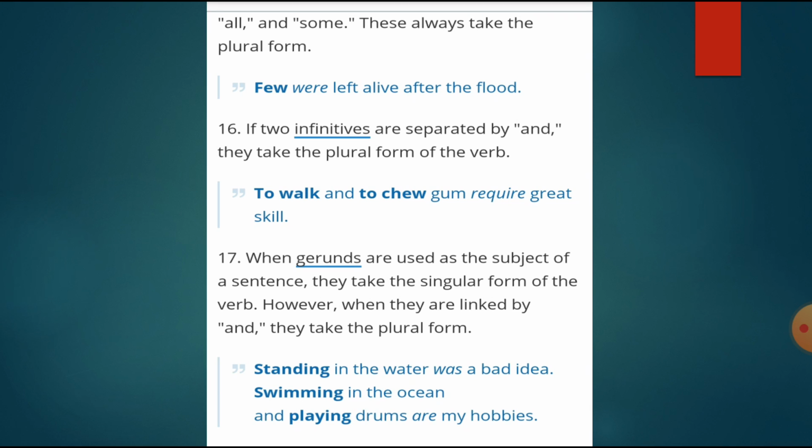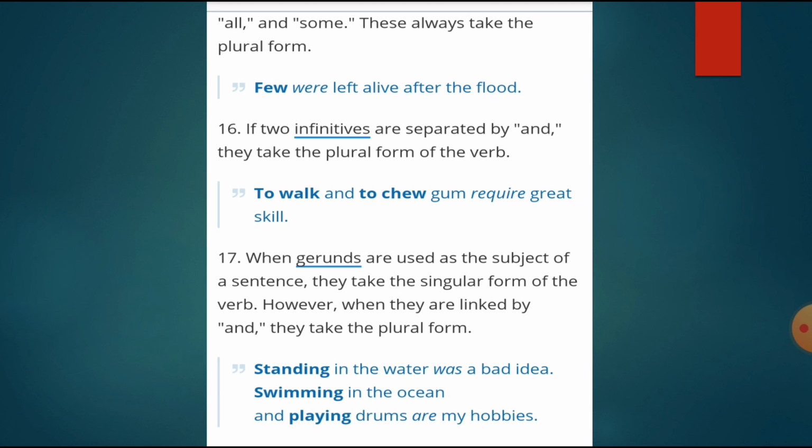17. When gerunds are used as the subject of a sentence, they take the singular form of the verb. However, when they are linked by "and", they take the plural form. Standing in the water was a bad idea. Swimming in the ocean and playing drums are my hobbies.